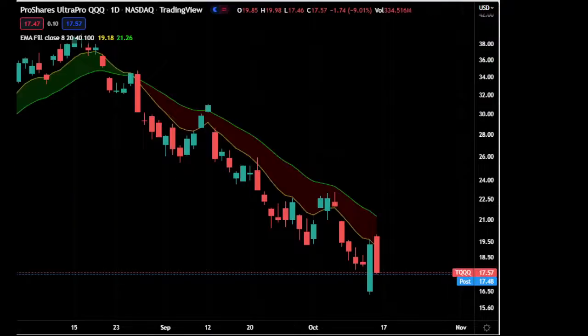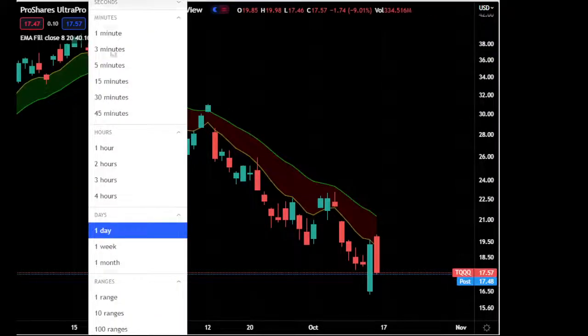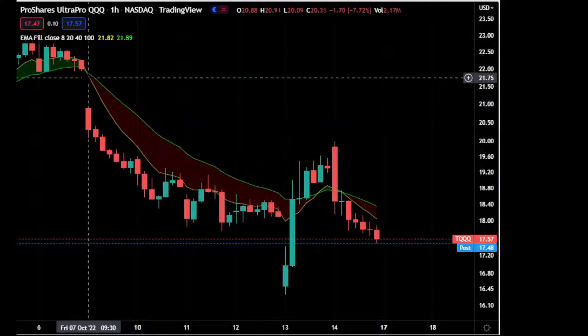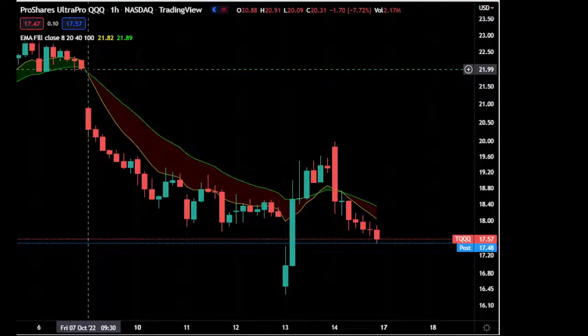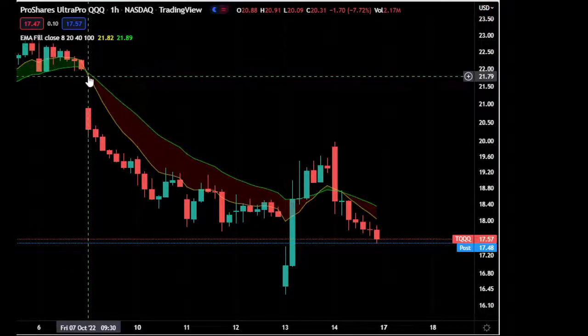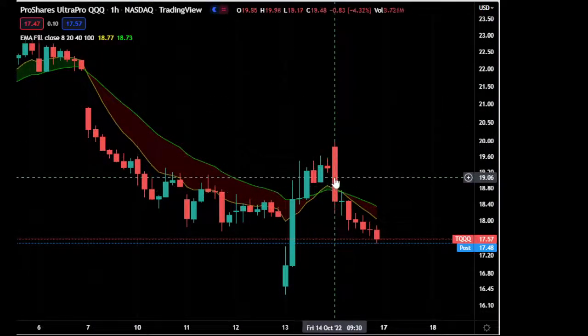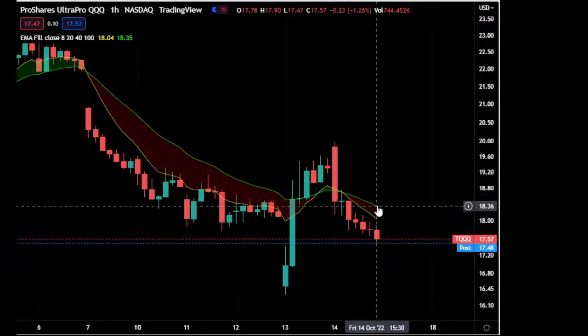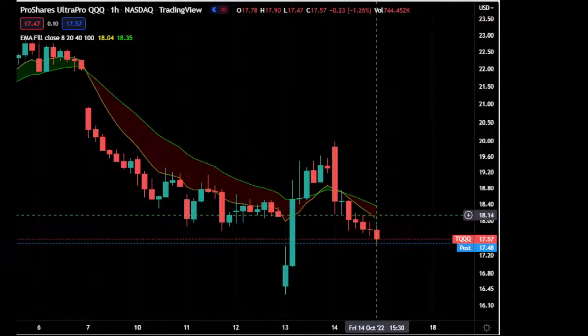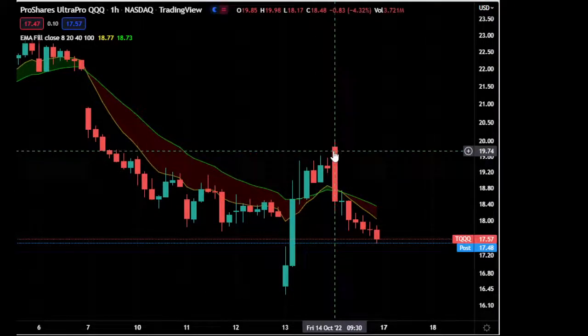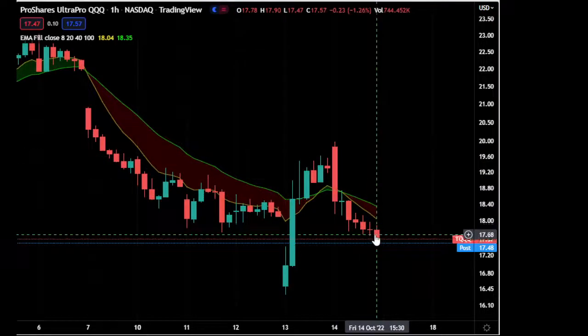We have the TQQQ, but let's go ahead and look at the 1 hour since we're here. So we're looking at the 1 hour, and on Friday the 7th of October, prices moved to the lower side here of the 8/20 band, and then today, each candle represents 1 hour. We had Thursday's move up, and then beginning on Friday in the 1 hour charts, things were moving down.